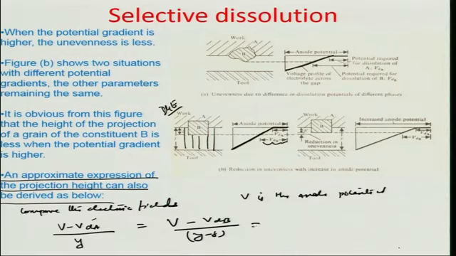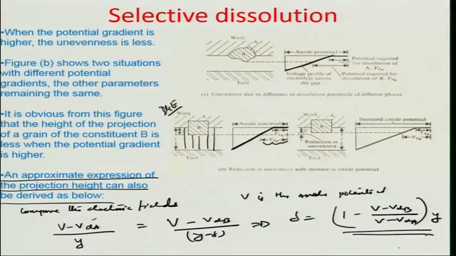So from this expression we can find the value of delta as 1 minus (V minus VDB) by (V minus VDA), times Y. This is basically the difference of heights between both phases as we do electrochemical machining. So it gives you a ballpark idea, more or less, of the overall average surface roughness due to this.